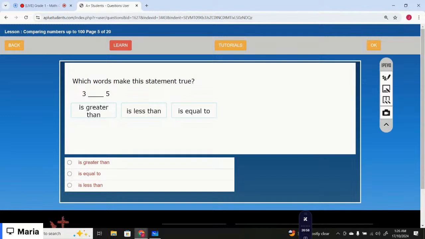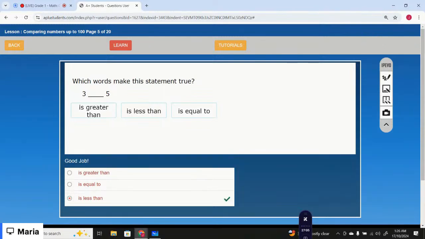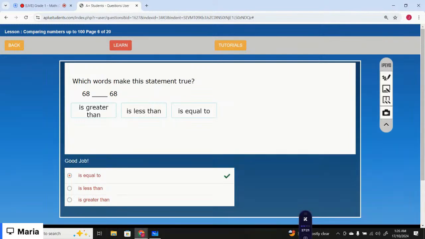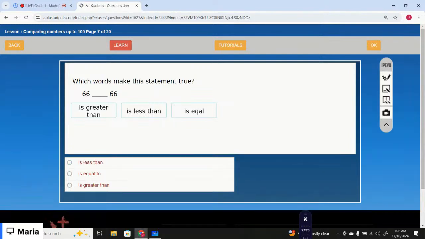Less than 5. The correct option is less than. Option number 3 is the correct option, right? Which words make the statement true? Which is the correct option? 68 is equal to 68. The correct option is they are exactly equal.